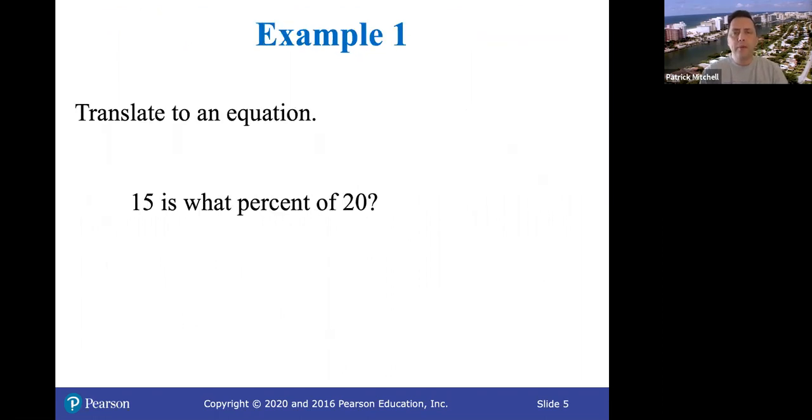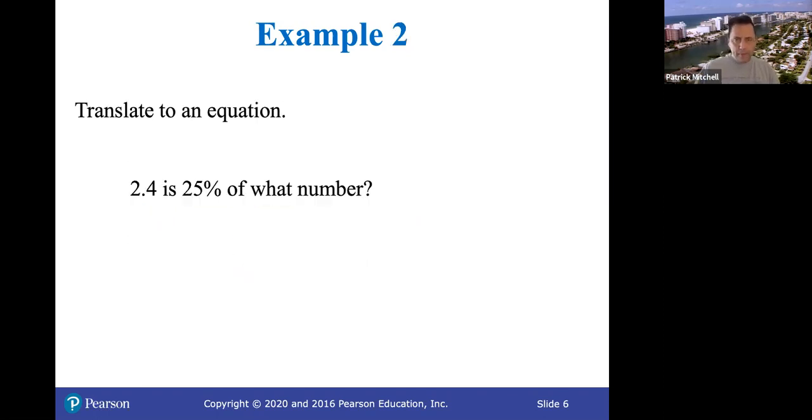All right, for example, if we wanted to translate 15 is what percent of 20 to an equation, we would turn is into equals. We would turn what percent into n or some other variable, and we would turn of into times. So as an equation, this statement reads 15 equals n times 20.